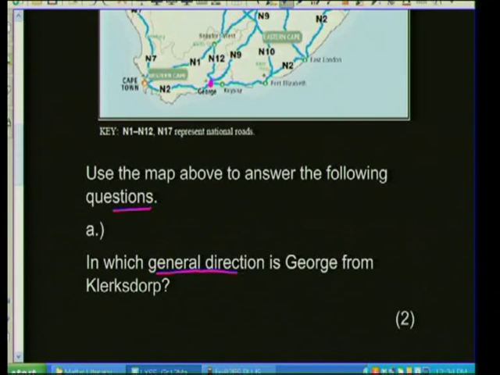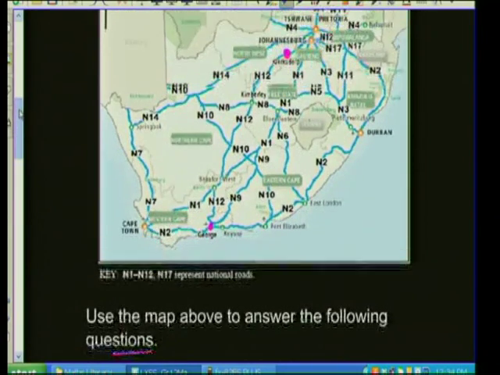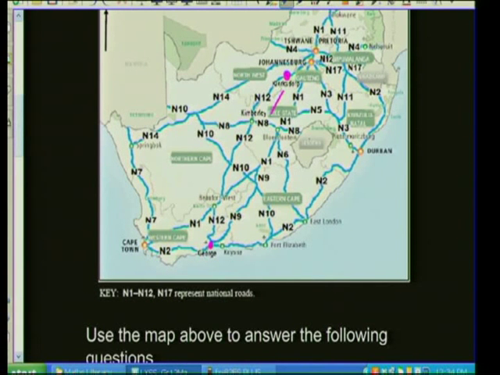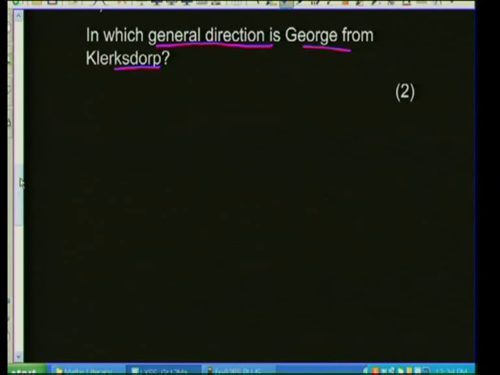In which general direction is George from Klerksdorp? So we are looking from Klerksdorp. We are going in this general direction. And they want to know which direction that is. So we need to now look at our compass bearings, and I'm just going to do this as a quick revision, just in case we've forgotten our compass bearings. So we've got north, we've got south, we've got our west, east.